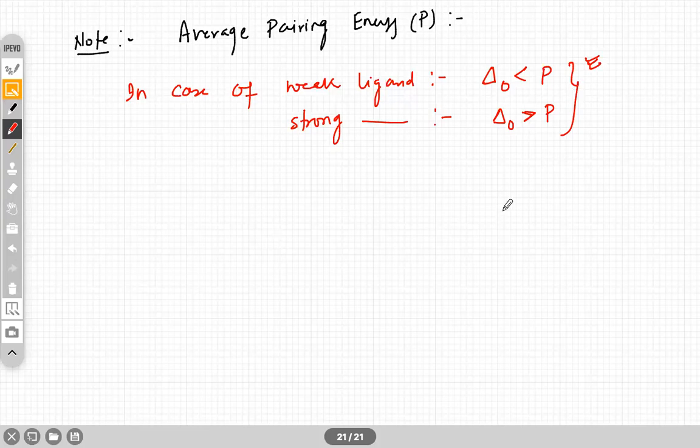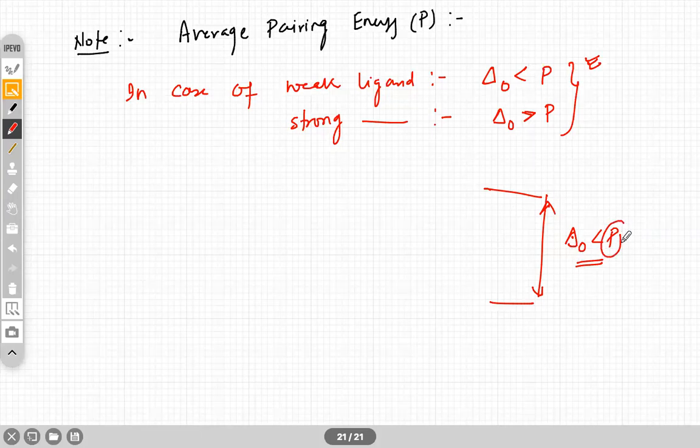So when this gap, between the T2g and Eg orbital, is lesser than the average pairing energy, then the pairing takes place and it follows Hund's rule. But when the gap is more, then the pairing energy is lesser than the gap of the two orbitals, like T2g and Eg. So in that case, the pairing of electrons is difficult. That's why the distribution of electrons does not follow Hund's rule.